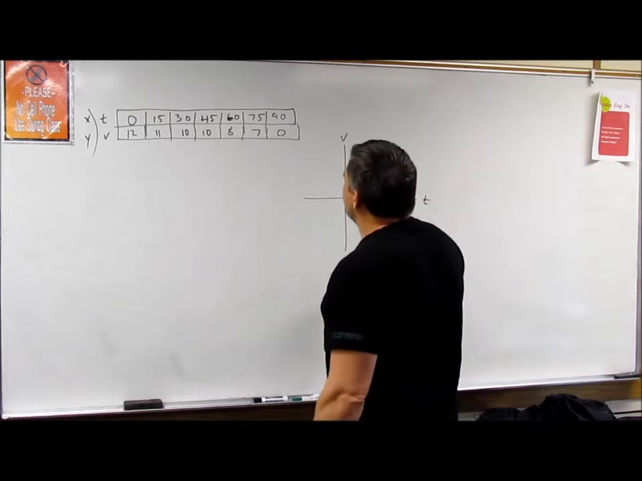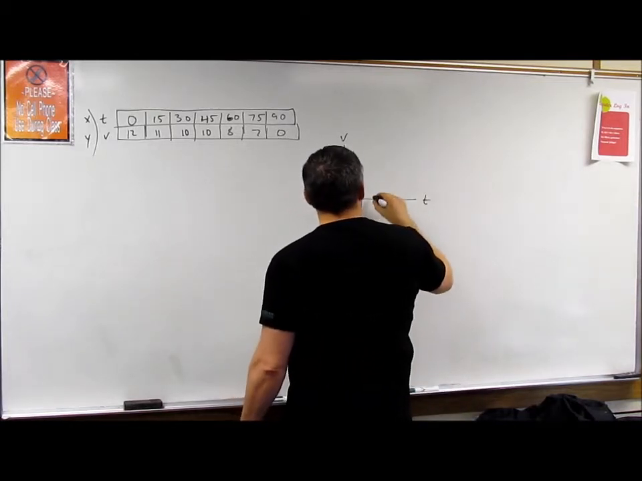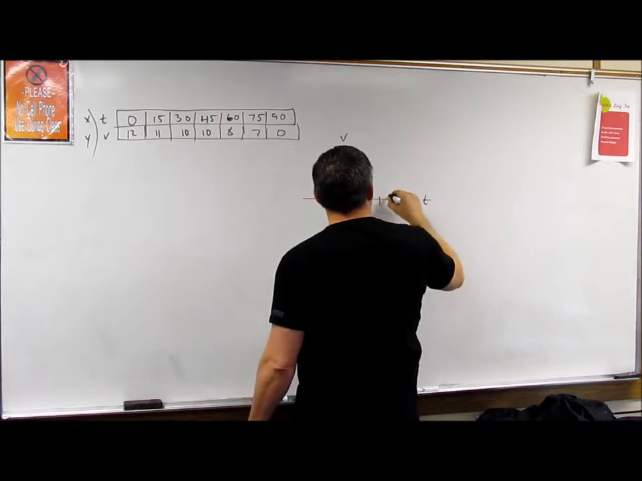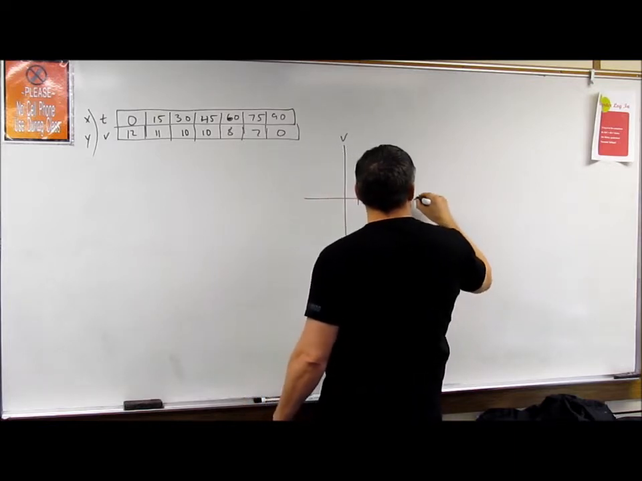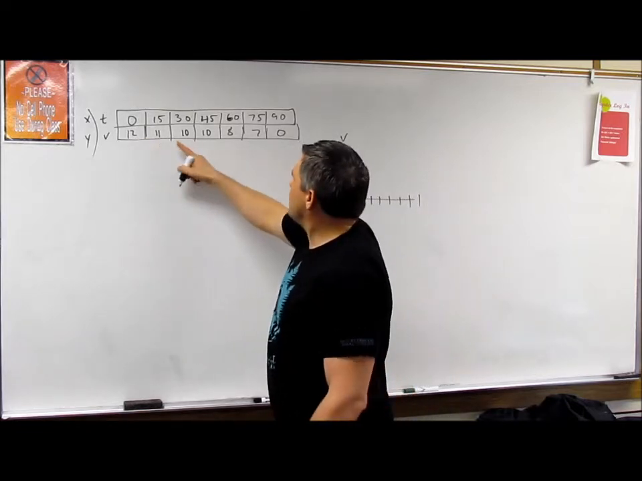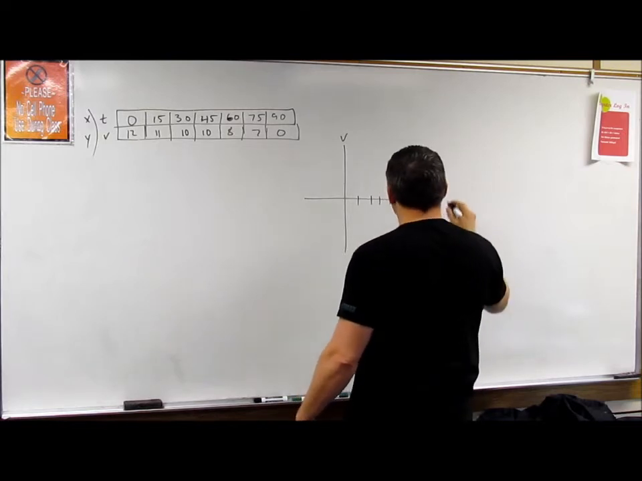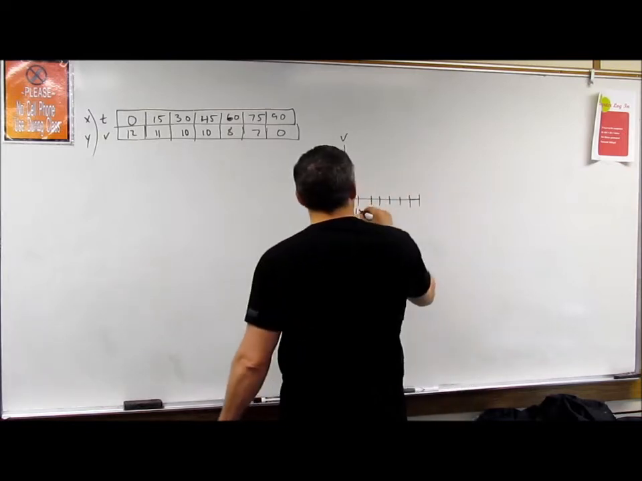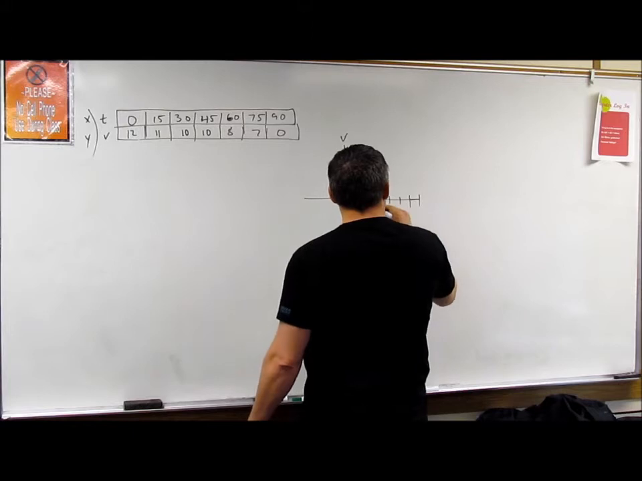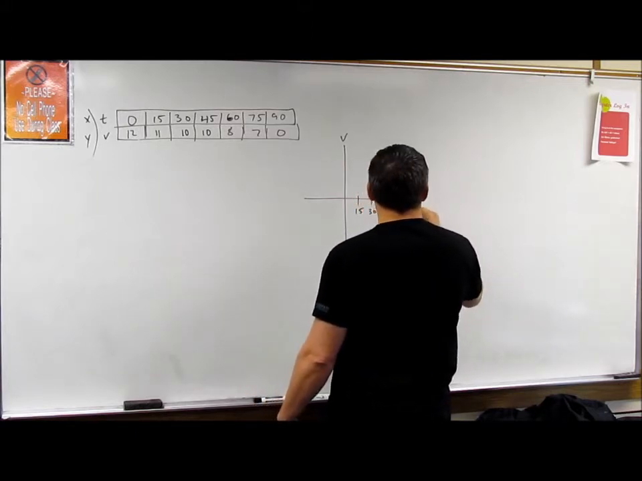I know it's going to 90, so I'm going to go by 15. So, 15, 1, 2, 3, 4, 5, 6, 7, and I might need a little more. 1, 2, 3, 4, 5, 6. Oh no, that's good. So I'm going 15, 30, 45, 60, 75, 90.